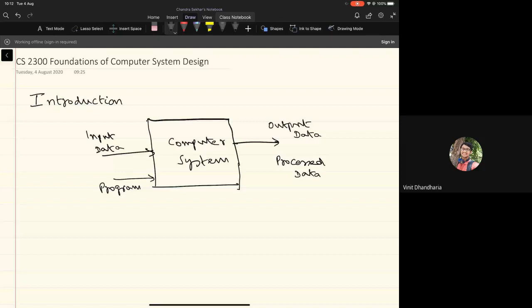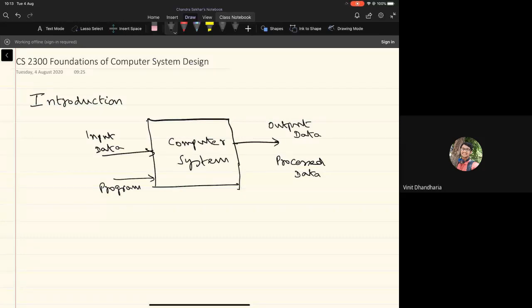Then what is there in this, what I call a black box called the computer system? At the end of these two courses, you'll have a very good idea about what will be present in this computer system, and more importantly, how to design it. That is, we'll try to understand and learn how to design the different functional components of a computer system.